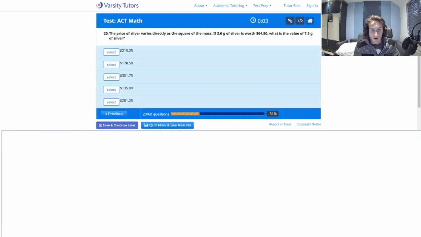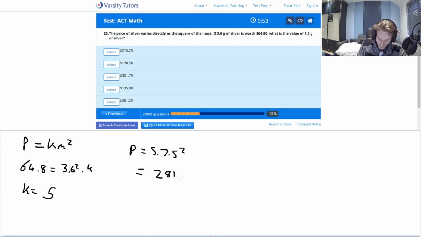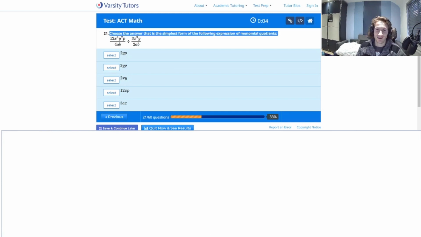The price of silver varies directly as the square of the mass. Okay, that's a very silly way of writing it, but okay. So 64.8 is equal to 3.6 squared times k. So k is equal to 5. So therefore 7.5 squared times 5 is equal to $281.25. Choose the... Oh my god. Why? Leave me alone. Alright, anyways, this is not difficult.